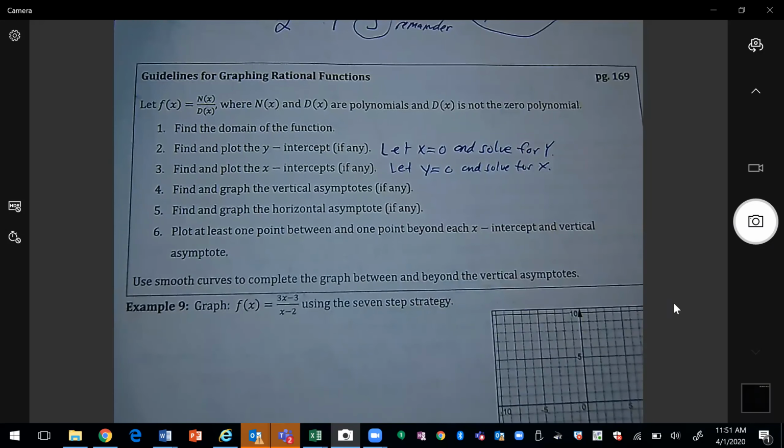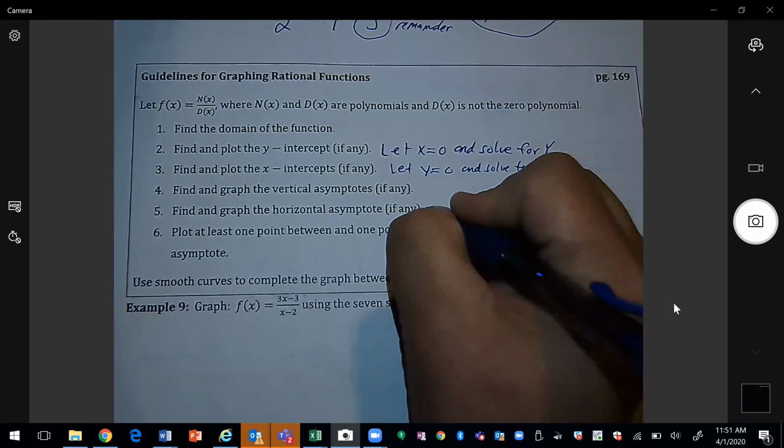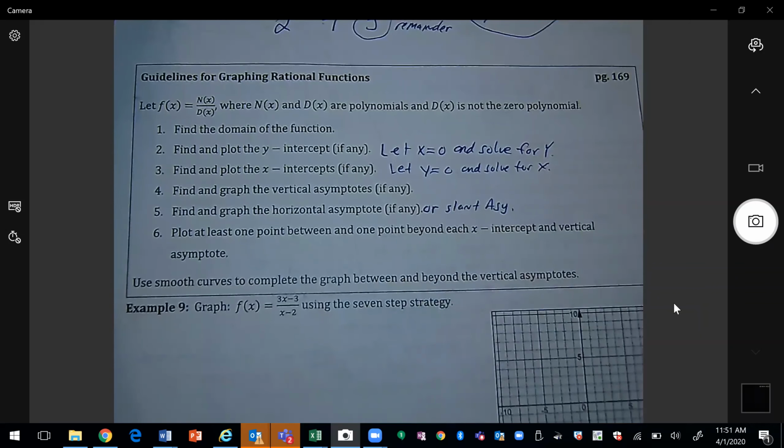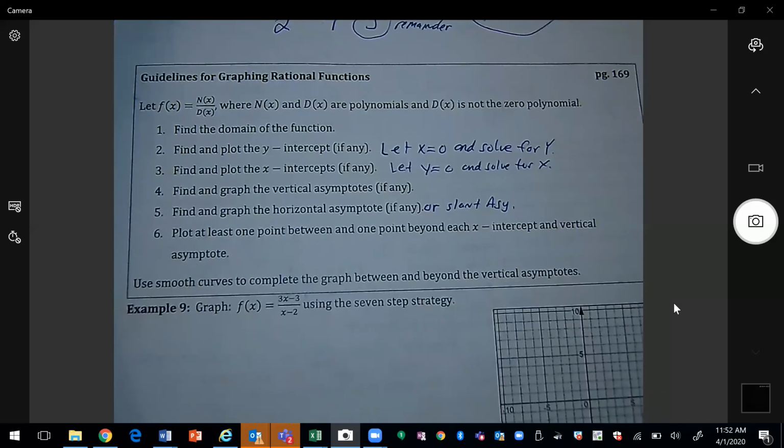We can find the vertical asymptote. And so after that, we can find the horizontal asymptote if any exists. And I'm going to put here or slant. Okay. And then we can plot at least 1 point or 2 points or as many points as you feel you need to finish seeing what the graph looks like. And you want to do it between the asymptotes and the x-intercepts. So let's look at this example.